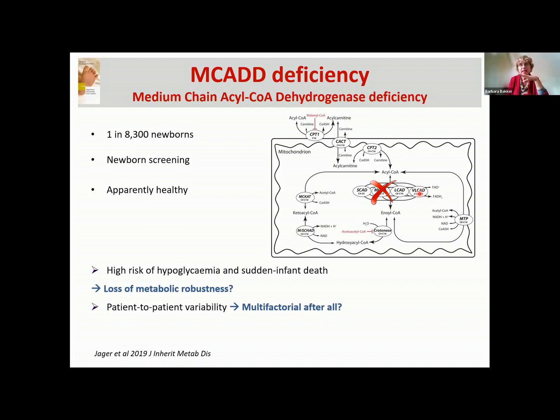That can happen overnight when the child may have a little bit of a fever, is not eating well, so fasting longer than normally, and then suddenly these symptoms appear. You can avoid this with regular feeding, and particularly when the child has a fever, you can be very cautious, but it shows very clearly that there is a loss of metabolic robustness in these children. We also see a lot of patient-to-patient variability, so even siblings with the same mutation could have a very different outcome.